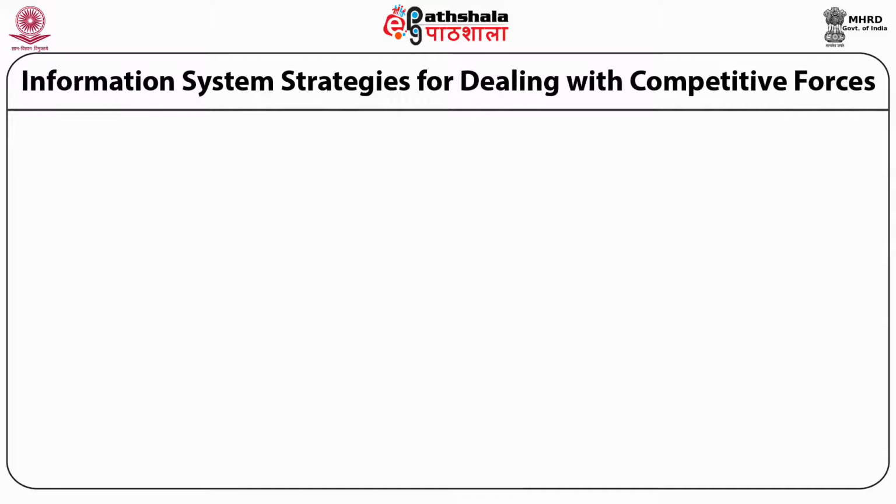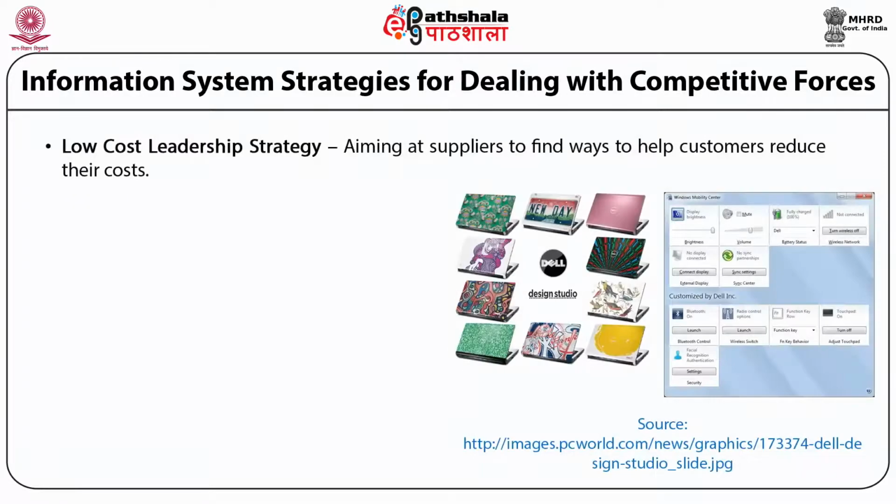So now let us look upon the information system strategies for dealing with competitive forces. The low-cost leadership strategy, aiming at suppliers to find ways to help customers reduce their cost. A firm achieves cost leadership in its industry by thrifty buying practices, efficient business processes, forcing up the prices paid by the competitor, and helping customers or suppliers reduce their cost.